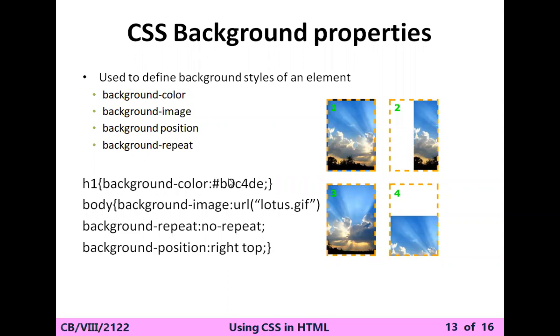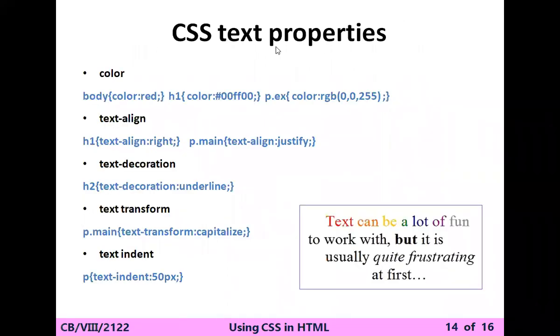In the previous video, I showed you how you can use some of the background properties. There are four background properties we learned: background color, image, position, and repeat. After it, we learned the text properties. In the text properties, there are color, text align, text decoration, text transformation, and text indent. This thing we already learned.